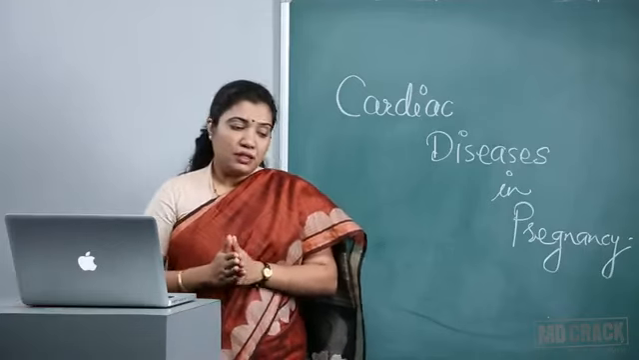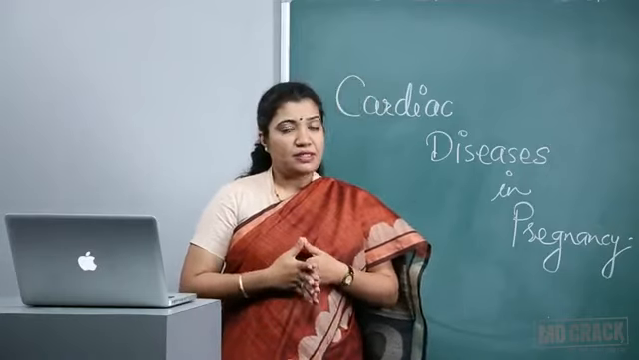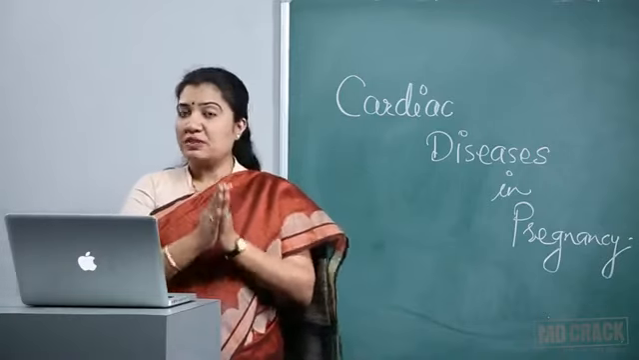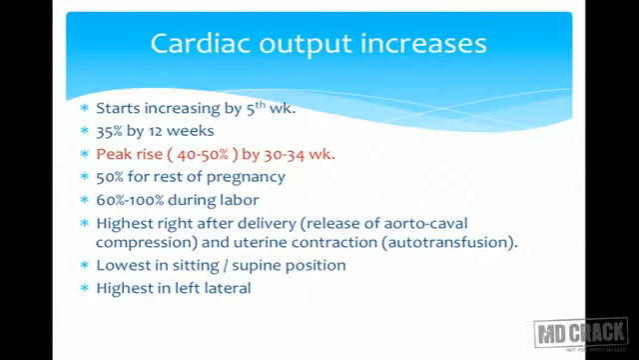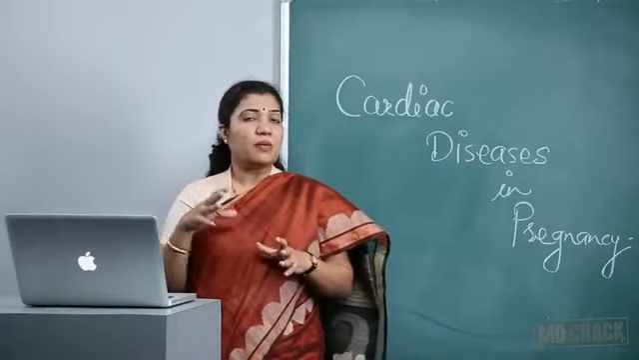We know that physiological changes happen because the mother has to grow or nurture this pregnancy inside her uterus. And thus there is an increase in blood volume, plasma volume. It starts by the 5th week. A 35% increase is there by 12 weeks. But the peak rise, that is almost a 40 to 50% increase in cardiac volume, is by the end of the 30th week. That means the 30 to 32 week period. So you understand that at that particular period, the changes are maximum.